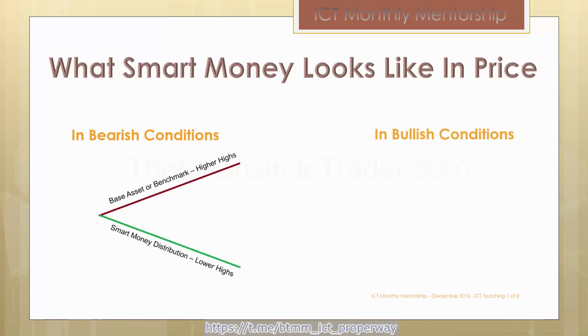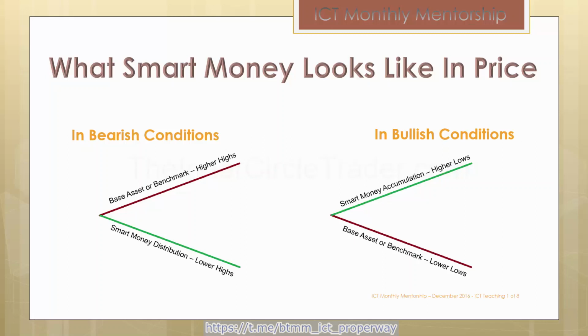In bullish conditions, the opposite is seen. You have to have obviously a base asset or benchmark to compare, and assume that the base asset or benchmark is moving lower, and it's going to be forming lower lows. And smart money accumulation will be seen with that condition being met with higher lows.